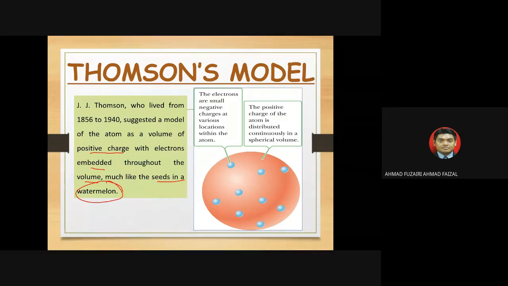Sometimes this will not be in the subjective questions, but maybe it will come out in the objective questions. You should know what the Thomson model looks like. Maybe they will give the picture, the figures, and you should know which person suggested the model. So this is the Thomson model by J.J. Thomson. It is like electrons embedded in a big positive charge, like a watermelon. Simple.